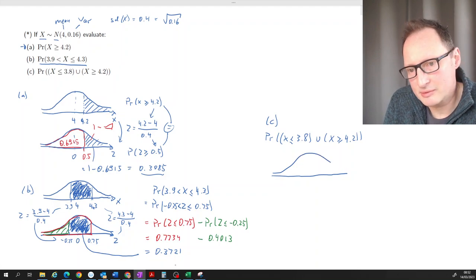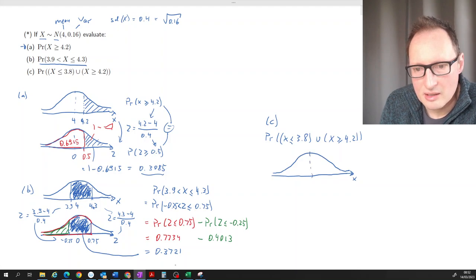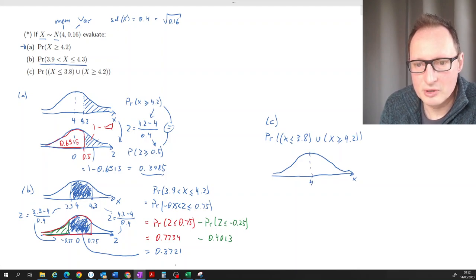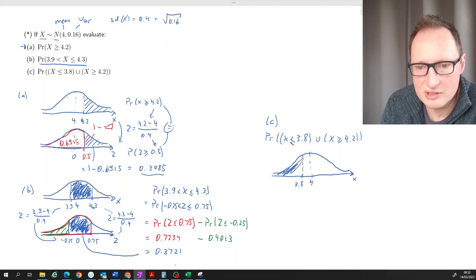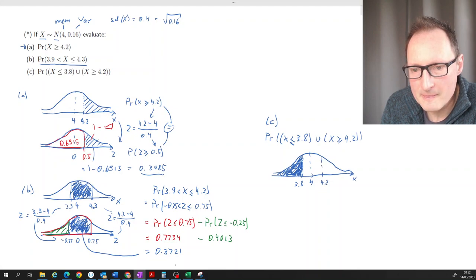Here's our X world. Our mean is 4, so smaller than 3.8. 3.8 is here. So the probability that X is smaller or equal to 3.8 is this probability here. And the probability that X is larger or equal to 4.2 is this probability here. And what we are being asked for is the union of the two probabilities.